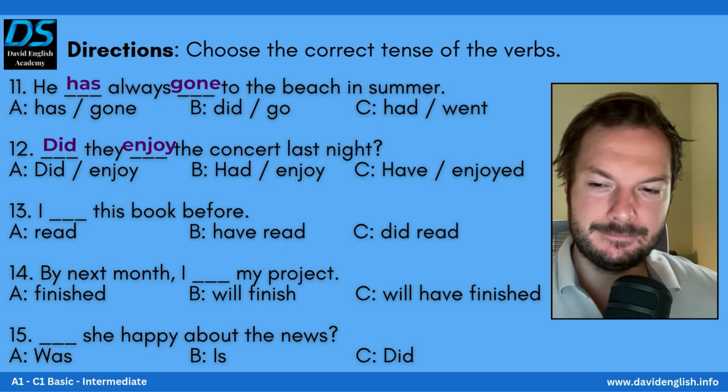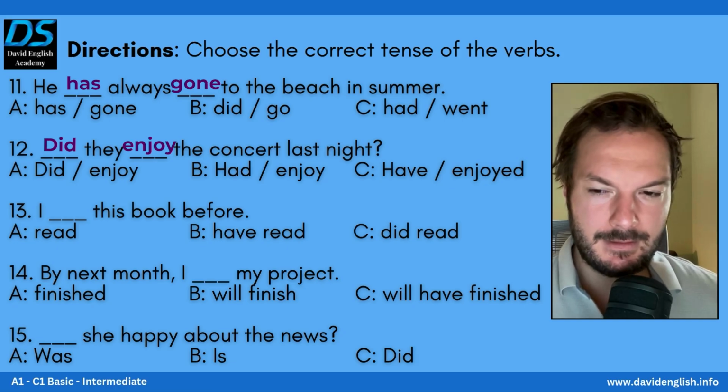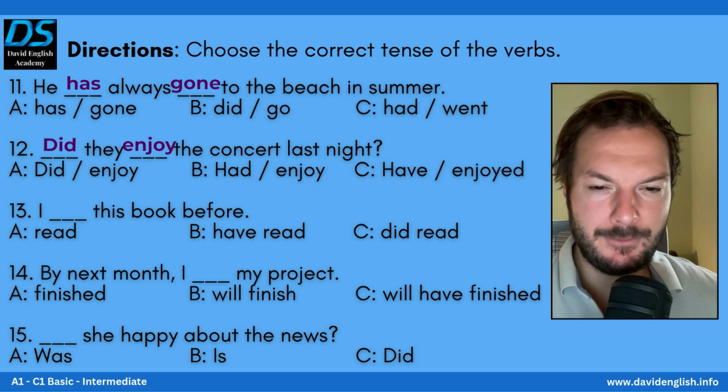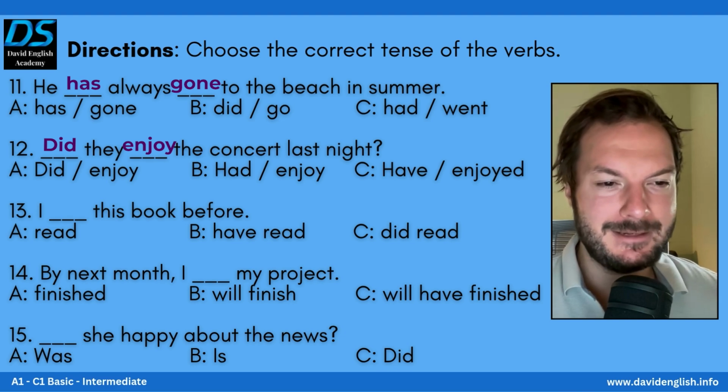Number 13, this book before. Is it I read this book before? Is it I have read this book before? Or is it I did read this book before? The most natural one to me is going to be the present perfect. It's going to be B, I have read this book before.